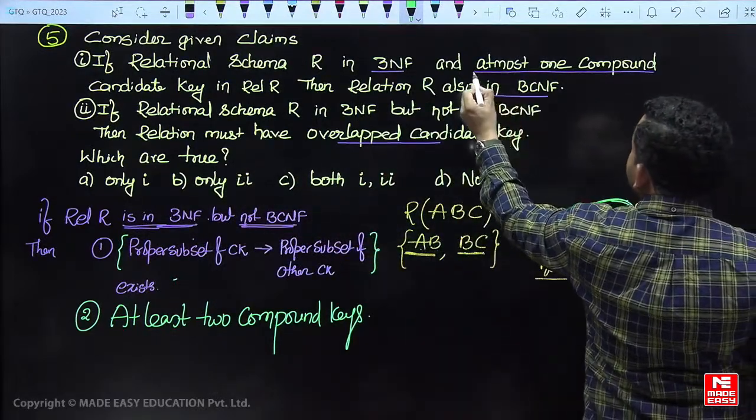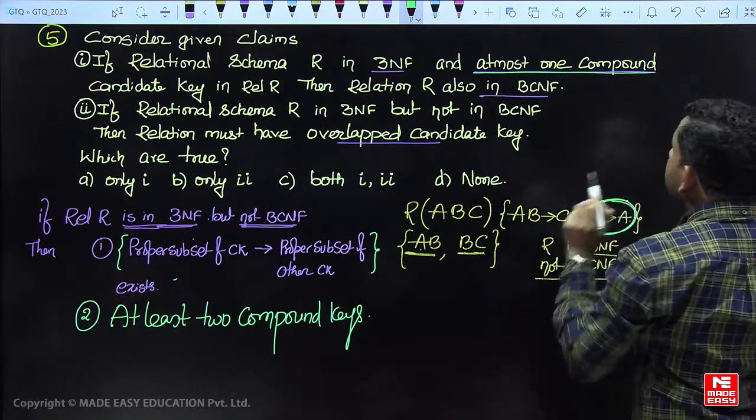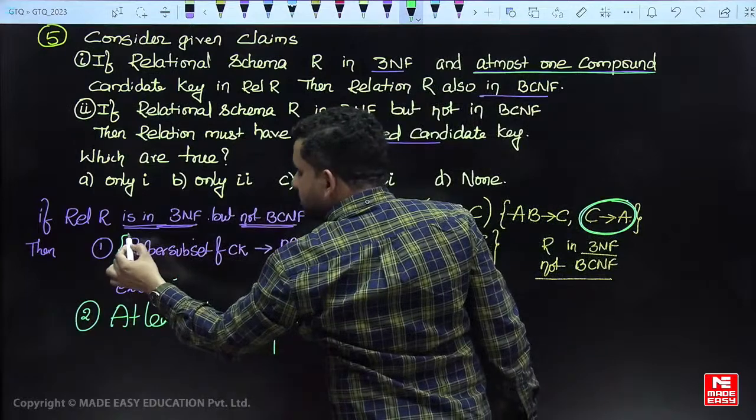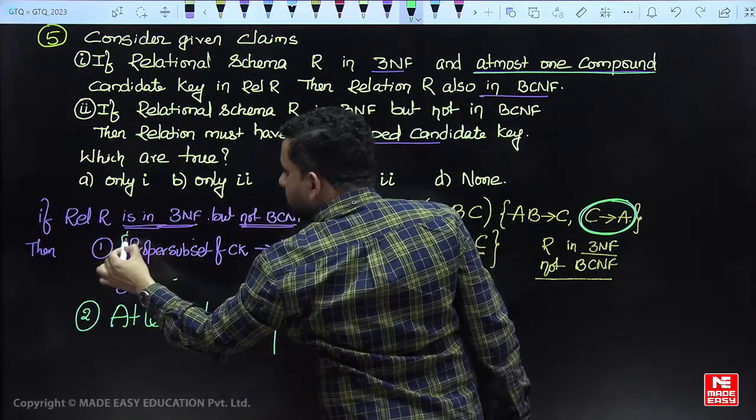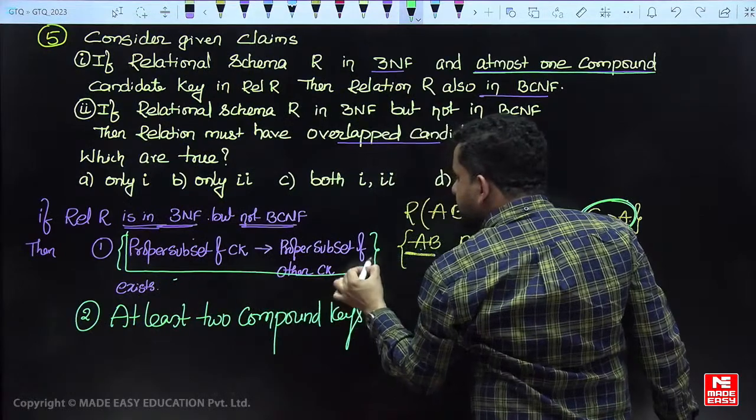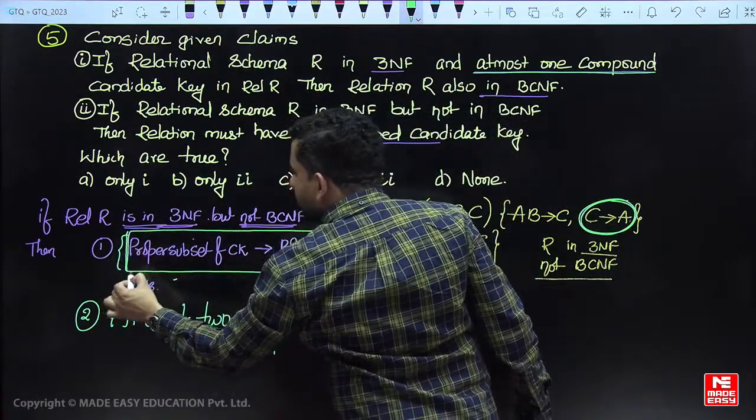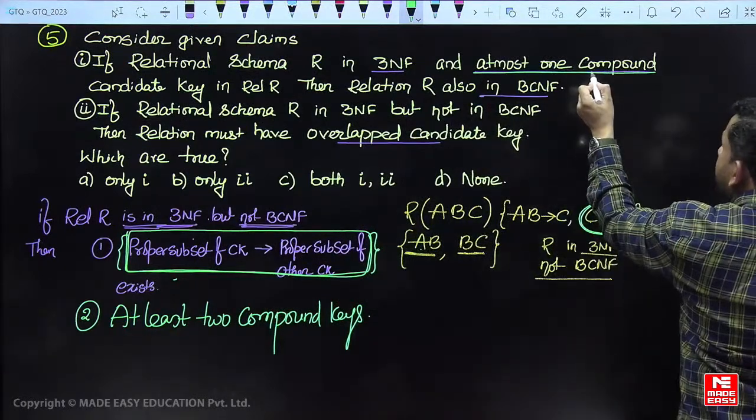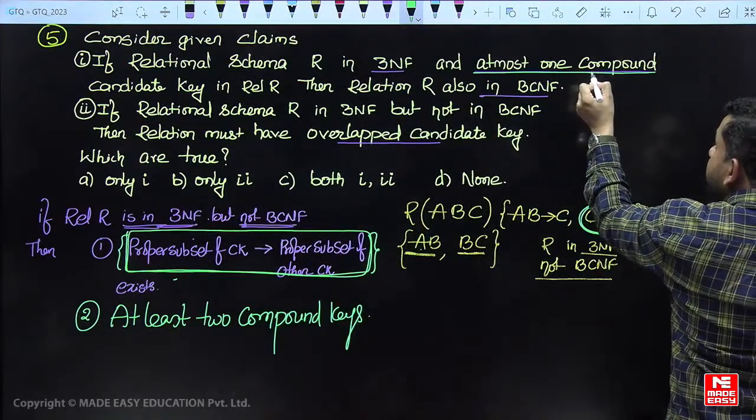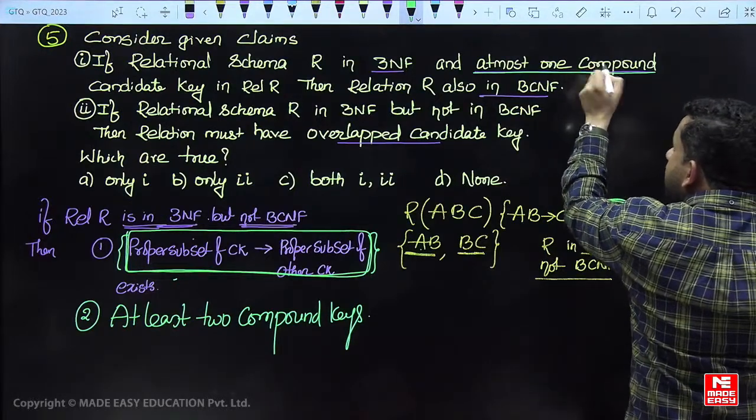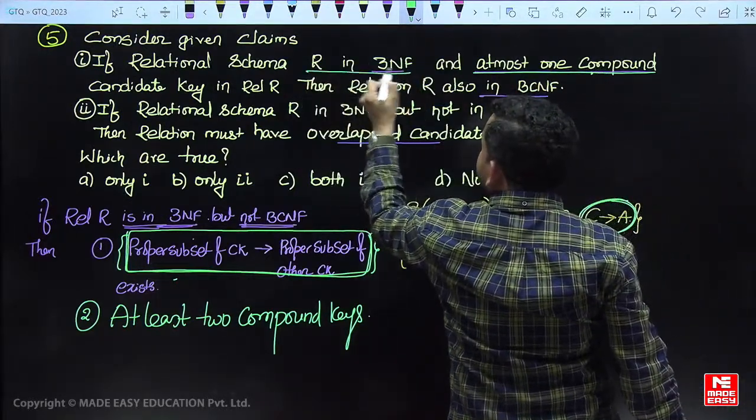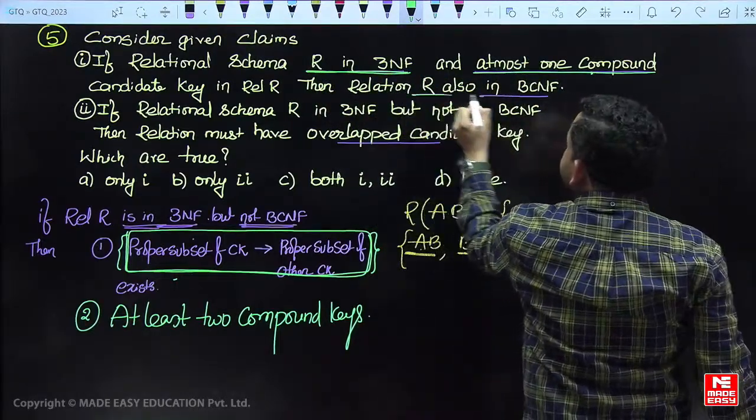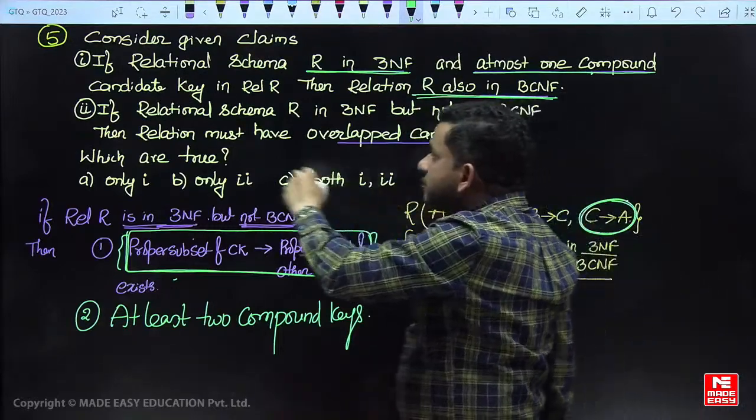So he says that at most one compound key. If there is at most one compound key, there is no chance of a proper subset of a candidate key determining a proper subset of another candidate key. This kind of FD is not possible with a 3NF relation, and such a relation is guaranteed to be in BCNF. So the first statement is true.